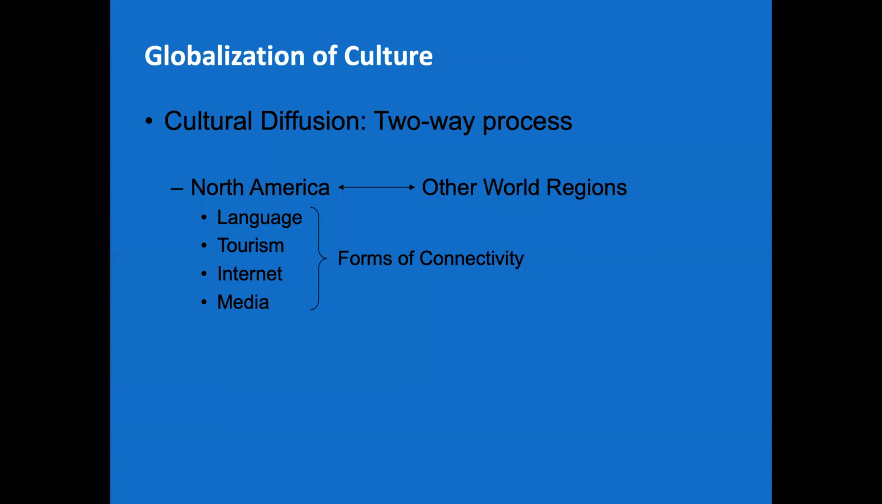All right, let's look at the idea of globalization of culture. North America, namely the United States, we tend to export a lot of our culture away from us. And this is why you can go to many parts of the world and see so many things that are American in origin. Businesses, Starbucks, McDonald's, Kentucky Fried Chicken, clothing, technology. So that's the idea of globalizing culture and diffusing that culture. It's also a two-way process.